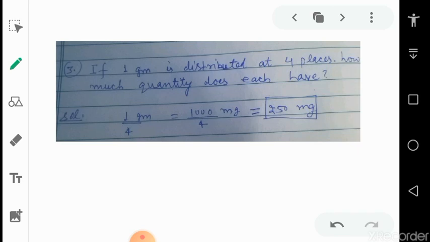Next, if 1 gram is distributed at 4 places, then how much quantity does each have? It is distributed, which means we have to do division. So 1 gram is converted into milligram, that is 1000, and when it is divided by 4 we get 250 milligram. It means if 1 gram is distributed at 4 places, at each place there is 250 milligram.